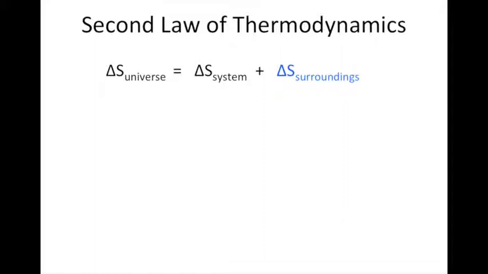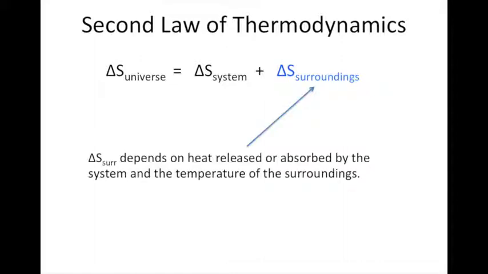How do you calculate the change in entropy of all the surroundings, everything outside of the system? Well, it's a little trickier to calculate. It's easier to calculate if we know that the change in entropy of the surroundings is related to the heat released or the heat absorbed by the system. So we're expressing it in terms of the system because that's easier to calculate. So the change in entropy of the surroundings is related to the heat released or absorbed by the system and the temperature of the surroundings.